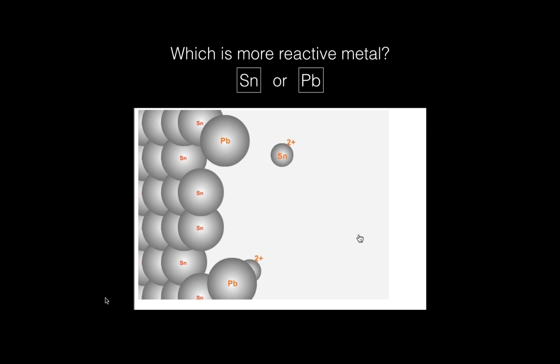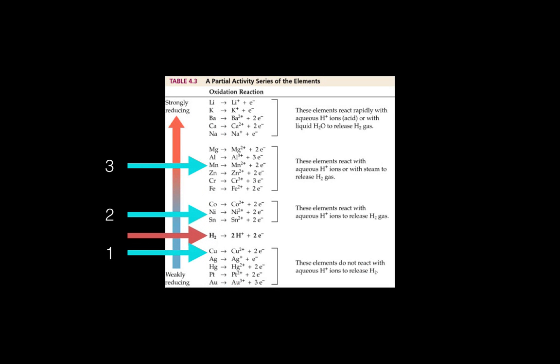So again, I leave it to you. Which is more reactive, lead or strontium? Based off of the fact that strontium was oxidized, it lost the electrons, and lead did not. Which is more reactive? Okay, so I hope you were guessing that strontium is. Strontium is the more reactive element, okay? As seen by our little animation here.